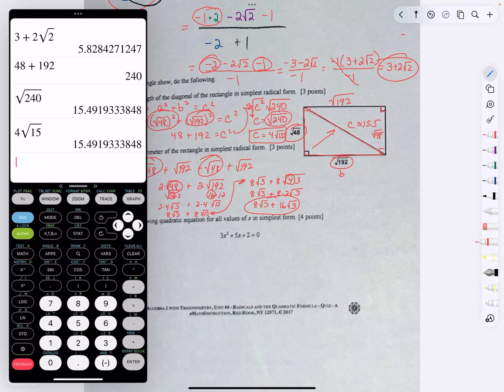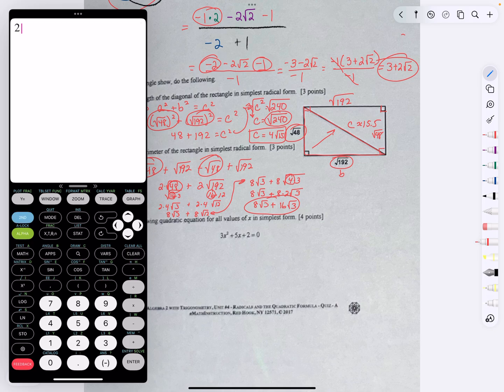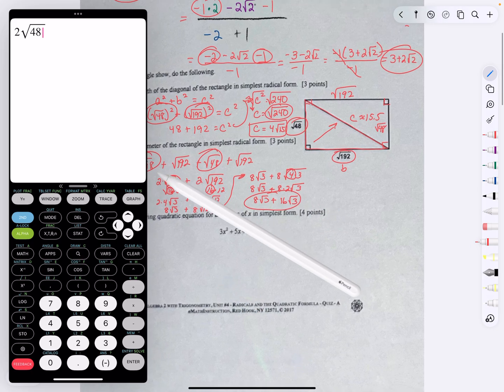Okay. And again, if you ever want to check these things, I'm going to just add up all 4 sides. Actually, I'll do it like this. I'll go 2 of these root 48s. So I'm using this form of it right here. Plus 2 of these root 192s.